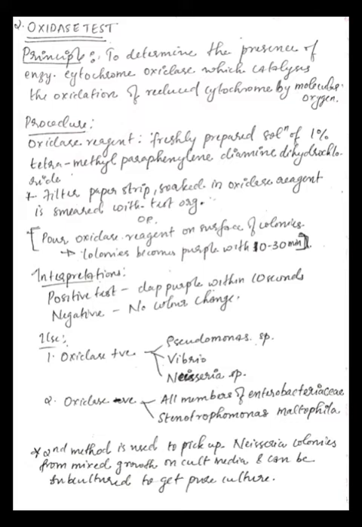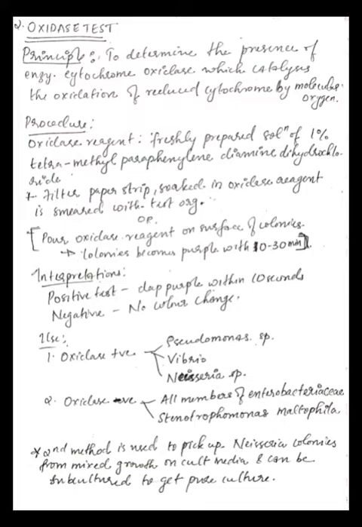Oxidase negative are all members of Enterobacteriaceae and Stenotrophomonas maltophilia. So Pseudomonas is oxidase positive and Stenotrophomonas maltophilia is oxidase negative. Okay, then we can go to the next.